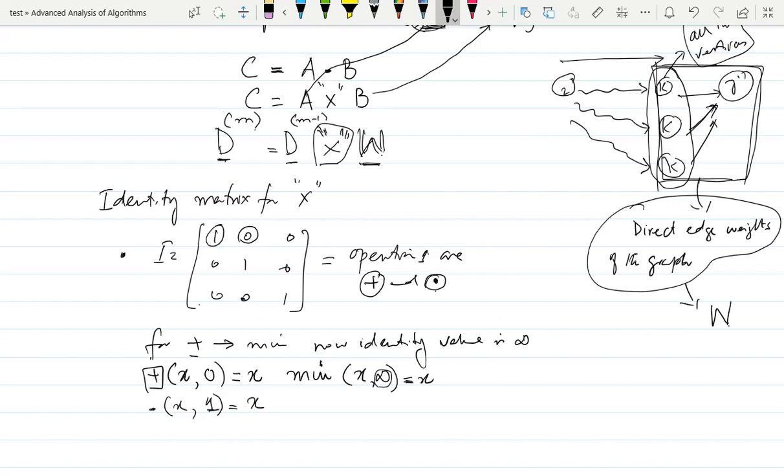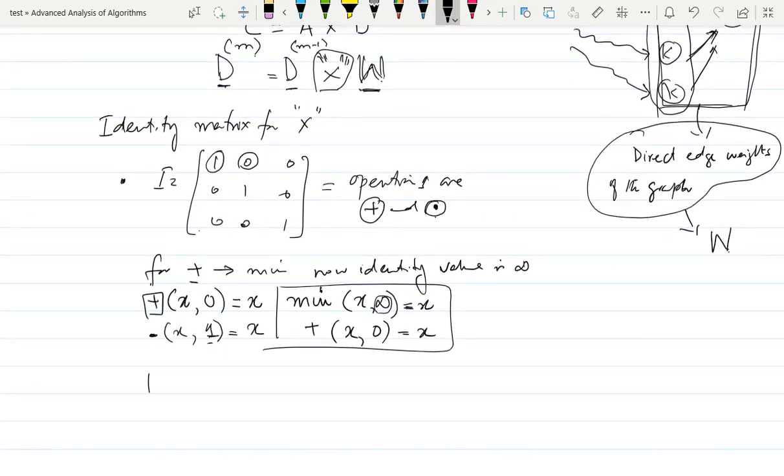So the identity value for multiplication is 1. But we have transformed the dot into a plus. So same here, in this case I have to transform 1 into 0 to get the same value. So these are the new transformations.